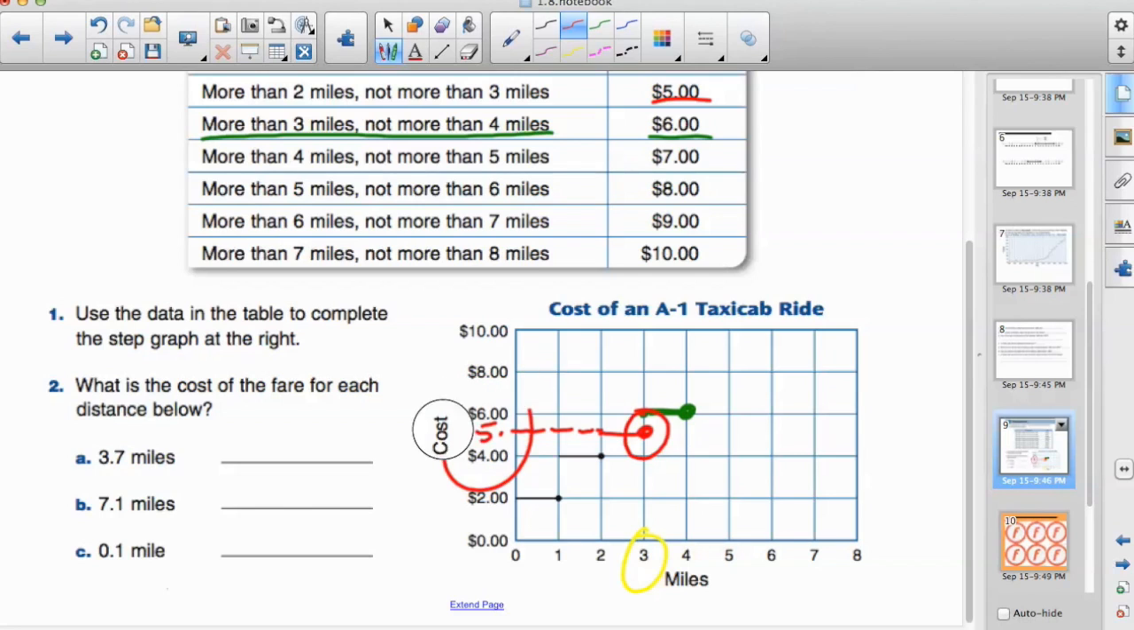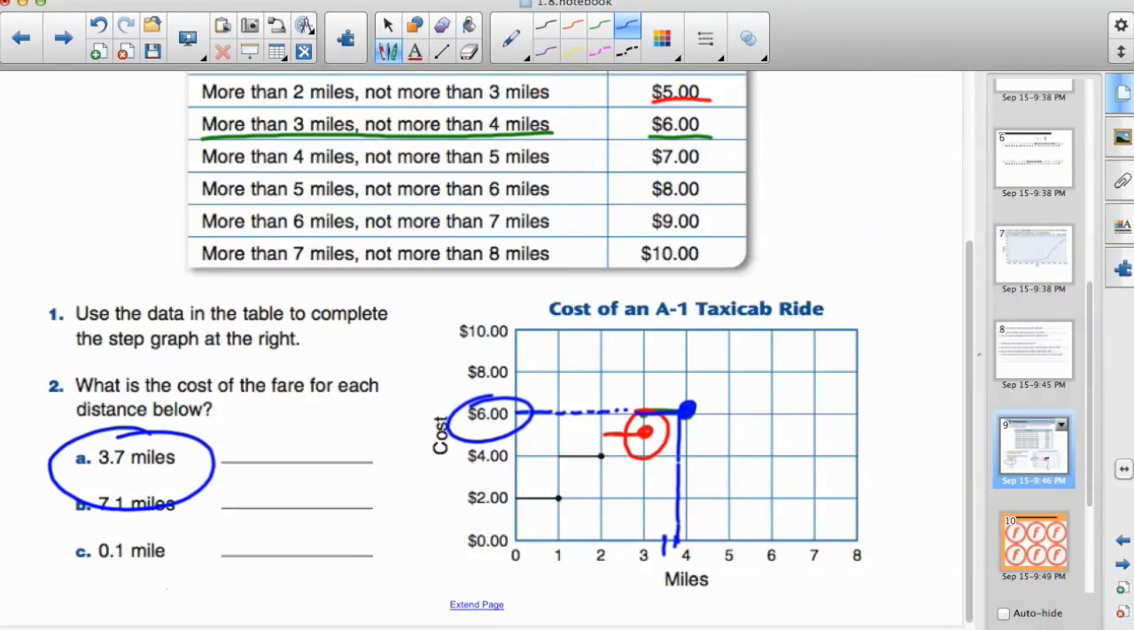Let's go ahead and take a look at a couple other examples. For instance, what would it cost to go 3 7/10 of a mile? Well, if we were going 3 7/10 of a mile, we would want to go just past 3.5, maybe to 3 7/10, and we would go up and ask what the cost is going to be. Well, it runs right into this step on our graph, which correlates with that $6 charge along the vertical axis. So it's going to cost us $6.